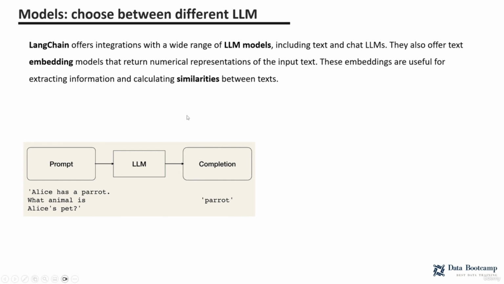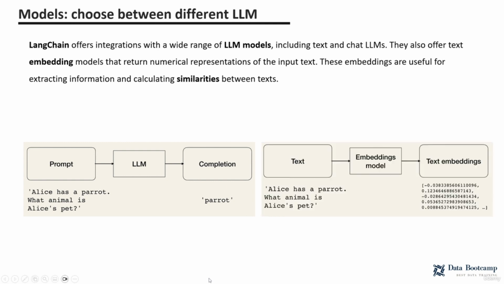Next, we have chat models, which are similar to the previous ones, but instead of a single text string, they take a list of chat messages as input and return a chat message as output. In other words, the input for these chat models would be a conversation rather than a single input text. We have the embedding models available as well. These models take text as input and return a list of numerical values, known as embeddings. These embeddings are the numerical representation of the input text.